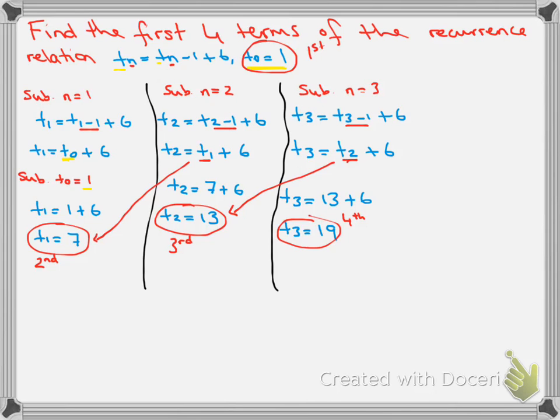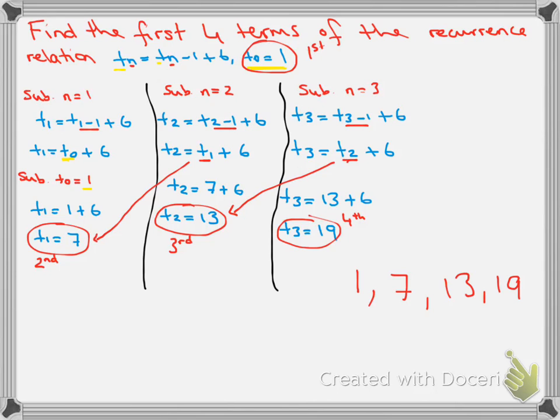So if I were to give a proper answer for this, what I would do is just write the actual numbers one after the other, or I would say something like the first 4 terms are, and then I'd put the numbers: 1, and what else do we have? 7, 13, and 19.